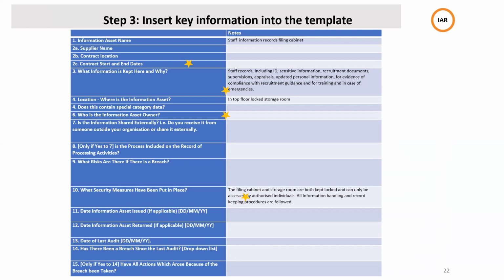When did we last audit the information asset? And then it talks about data breaches, whether there have been any, etc. So the bulk of the work in terms of your information asset register is the first time that you do it. Subsequently, it's just checking that nothing has changed and then noting when you've completed it.